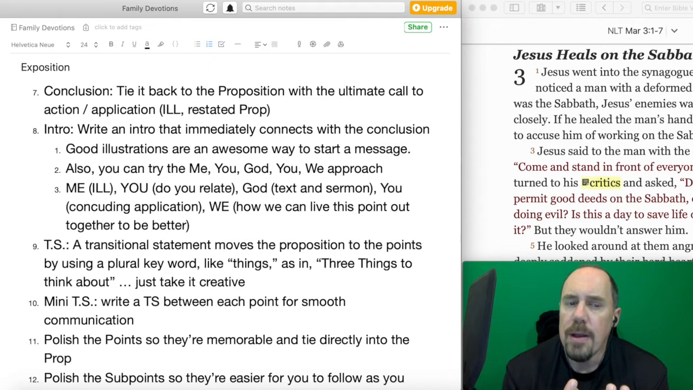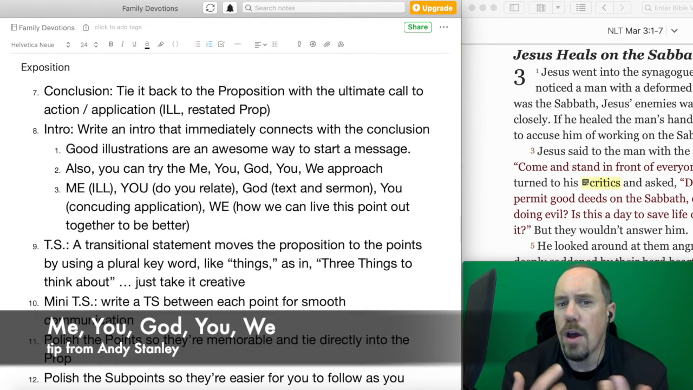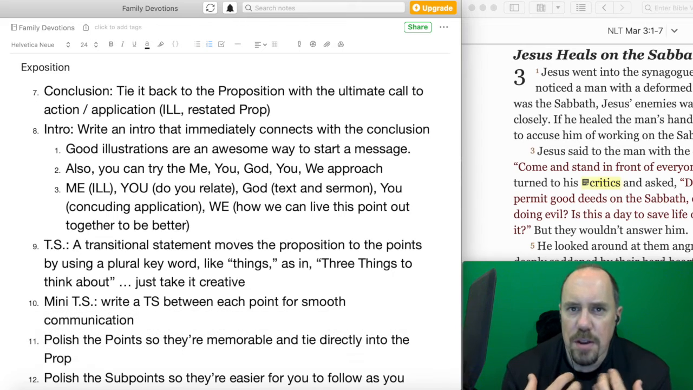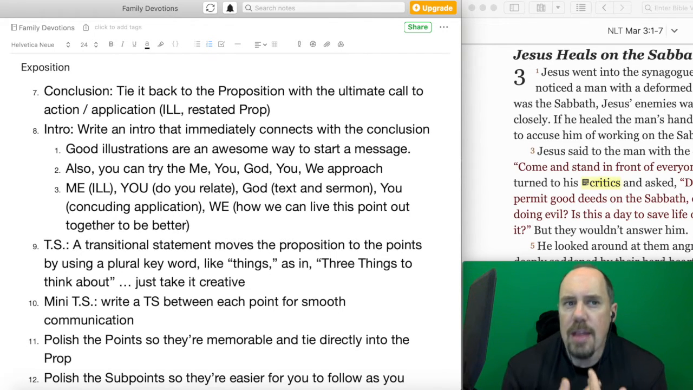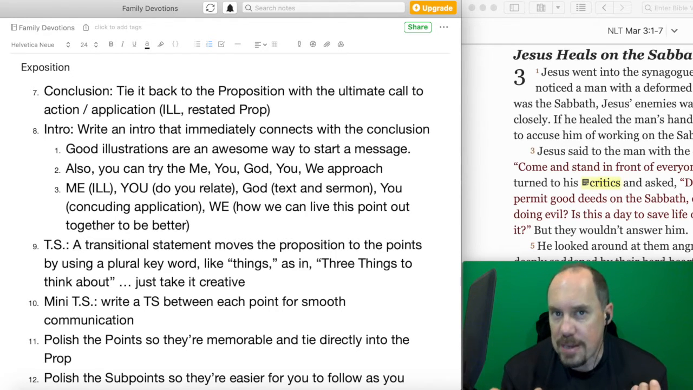You start with a really great personal illustration. Also, you can try the me, you, God, you, we approach. I can't remember who I got this from. I think I got this from Andy Stanley. Me, you, God, you, we. So start in the introduction with me. I say something about me. That's a personal illustration, something that I've just recently experienced, maybe. And then I say, you. Do you know what I'm talking about? Have you experienced the same thing that I have? When I say this and I say it hurts, or I feel it, or it makes me happy, do you have that same kind of reaction? Well, this is what God says about it. Then you bring the text in, okay?